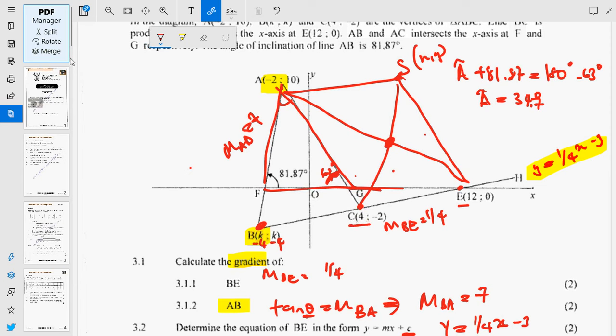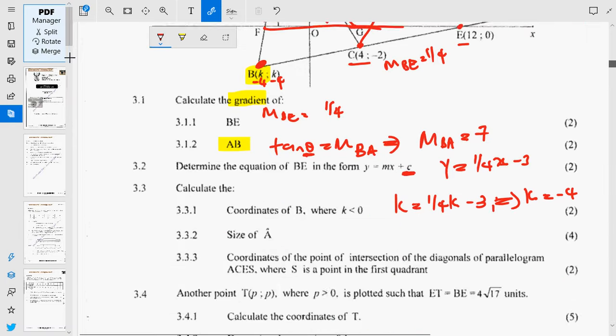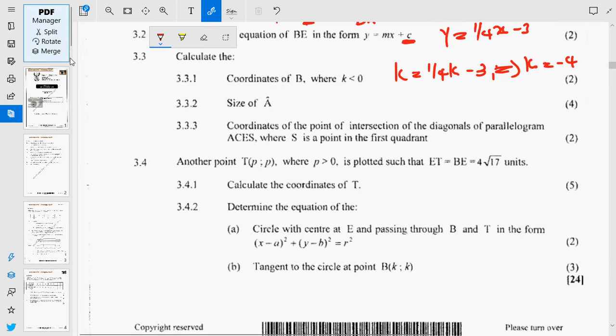And the examiners are looking for where the diagonals intersect. Well, you remember that they intersect at the midpoint. So if you can calculate the midpoint of AE, then you will answer the question. So using the midpoint formula, you will find that the point of intersection they are looking for is (5; 5). Let's move on to the next question.